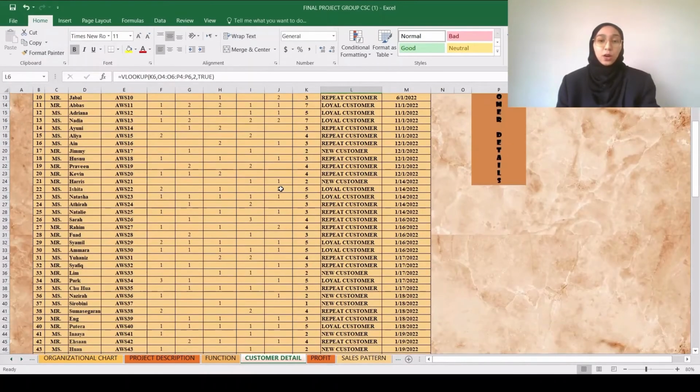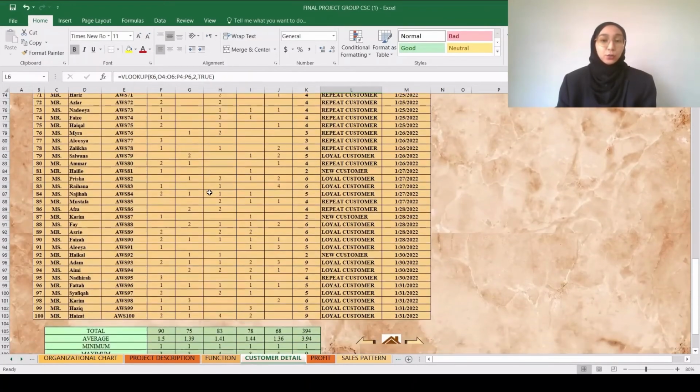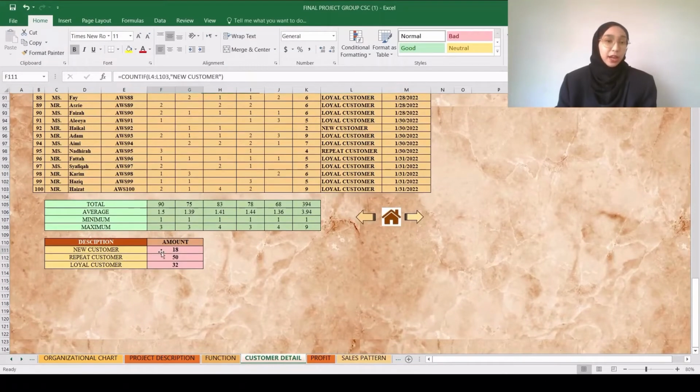And the last one we use the exploring SUMIF function. It is to calculate the number of customers in terms of new customer, repeat, and loyal customer. Here we know how many are new customers, repeat, and loyal. Here the amounts of the new customer, repeat, and loyal. Here the function to go to the next pages.